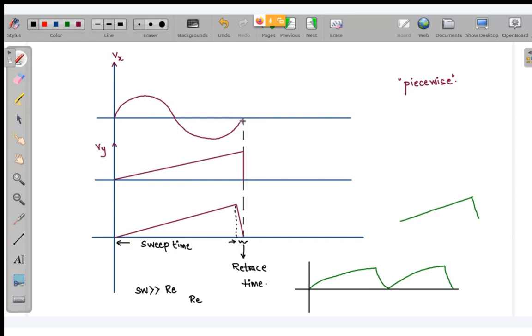So sweep time should be greater than retrace time, and one more condition: for the signal to be perfectly generated on CRO, retrace time should be approximately very small, because if it is decreasing here, what will happen? This much part might get distorted. Okay, it might get distorted. So can anyone tell me how can we produce this signal?